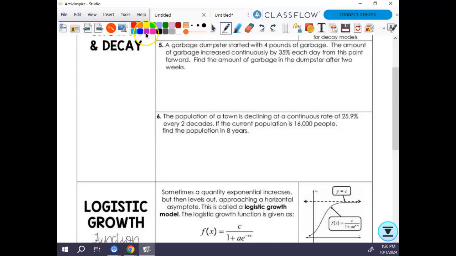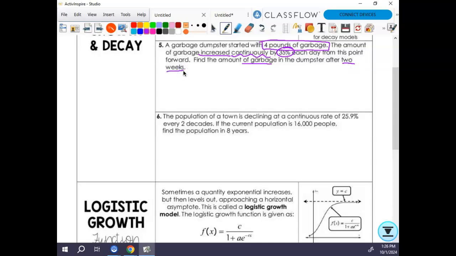This says, a garbage dumpster started with 4 pounds of garbage, okay? The amount of garbage increased continuously. So when you see continuously, that's when you know that it is your E function. By 35%, so you still have the rate from this point forward. Find the amount of garbage in the dumpster after 2 weeks.